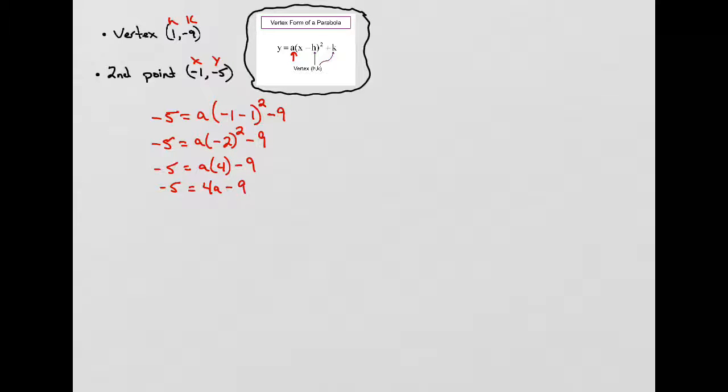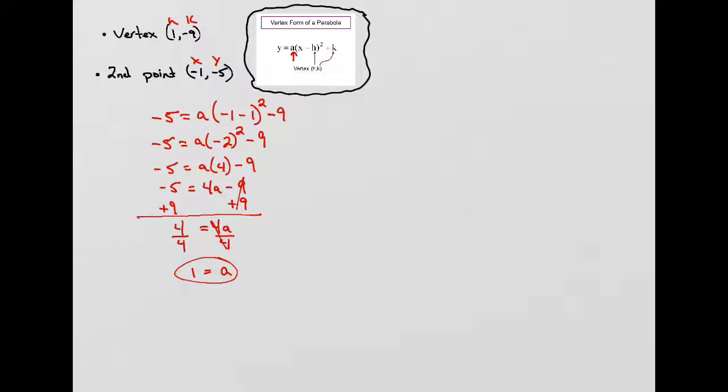At this point, I need to start solving for a. Now I'm going backwards through PEMDAS and undoing math. Well, I need to undo this -9. I'm going to do that by adding 9 to both sides. And this will be canceled out. I'll have 4a is equal to 4. And then the last step to getting a by itself, divide by 4, and a is equal to 1.